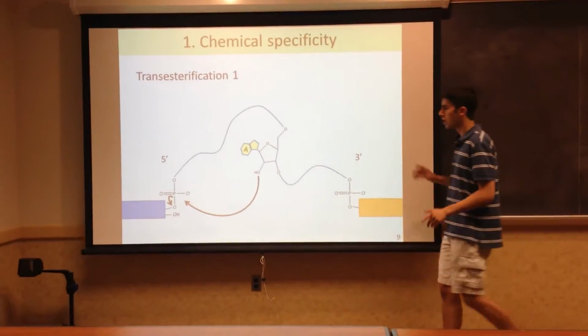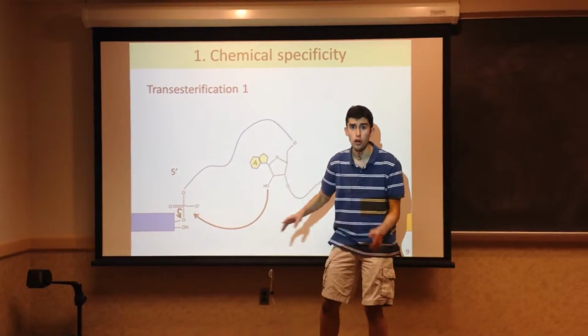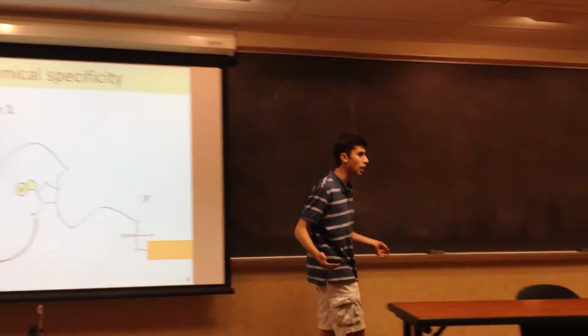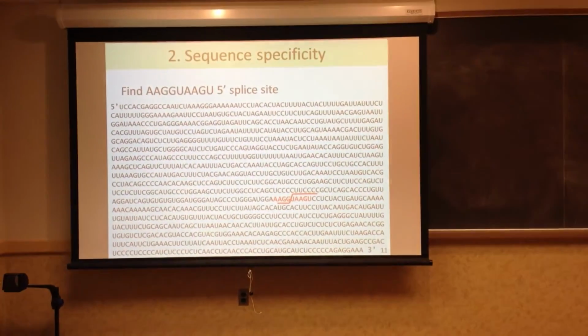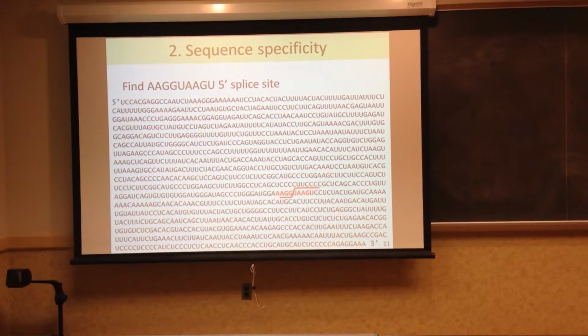Now, if you look backwards a second, you might ask another question. How does the spliceosome know that this is a splice site? After all, it's just a sequence of nucleotide letters, and to the human eye, it's not too obvious where the exon ends and the intron begins. But to the spliceosome, it is quite obvious, because that, in red, is a splice site, and that is where splicing will occur. That's the sequence specificity of splicing.